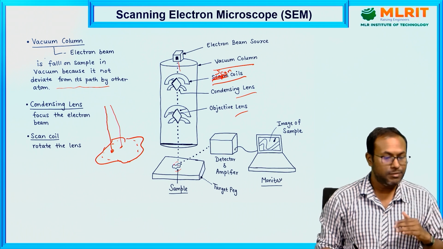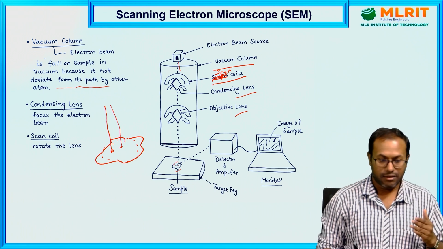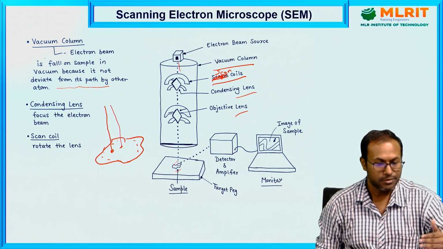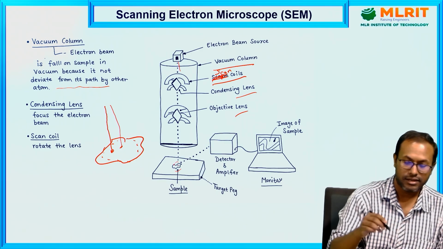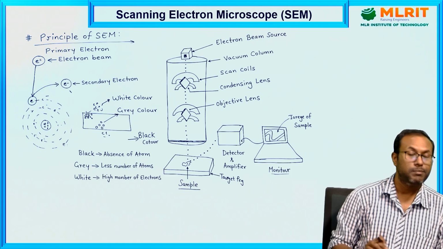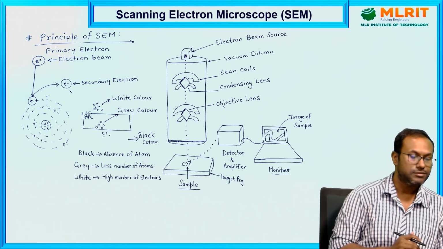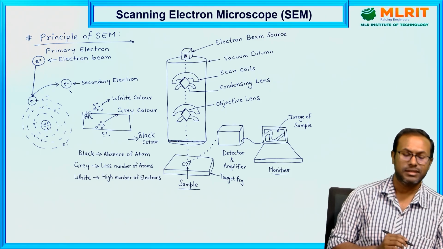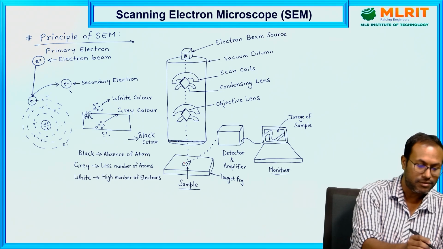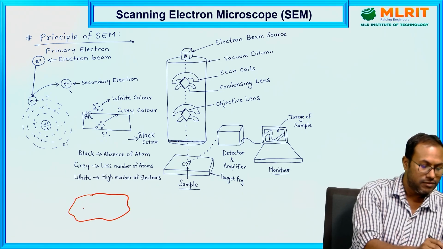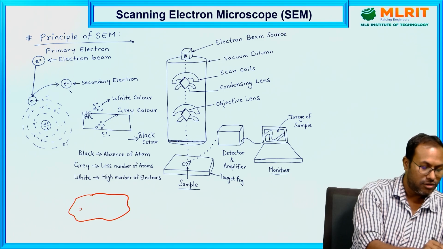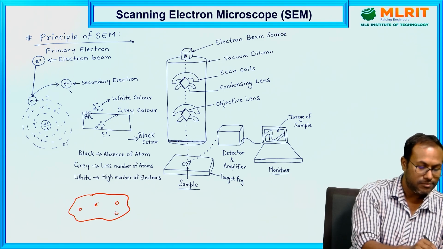Before going further, I already discussed the purpose of all these segments of the scanning electron microscope. Now come to the principle of the scanning electron microscope. What is the principle of the scanning electron microscope? Suppose this is a sample, okay. In the sample there are a lot of atoms, okay.